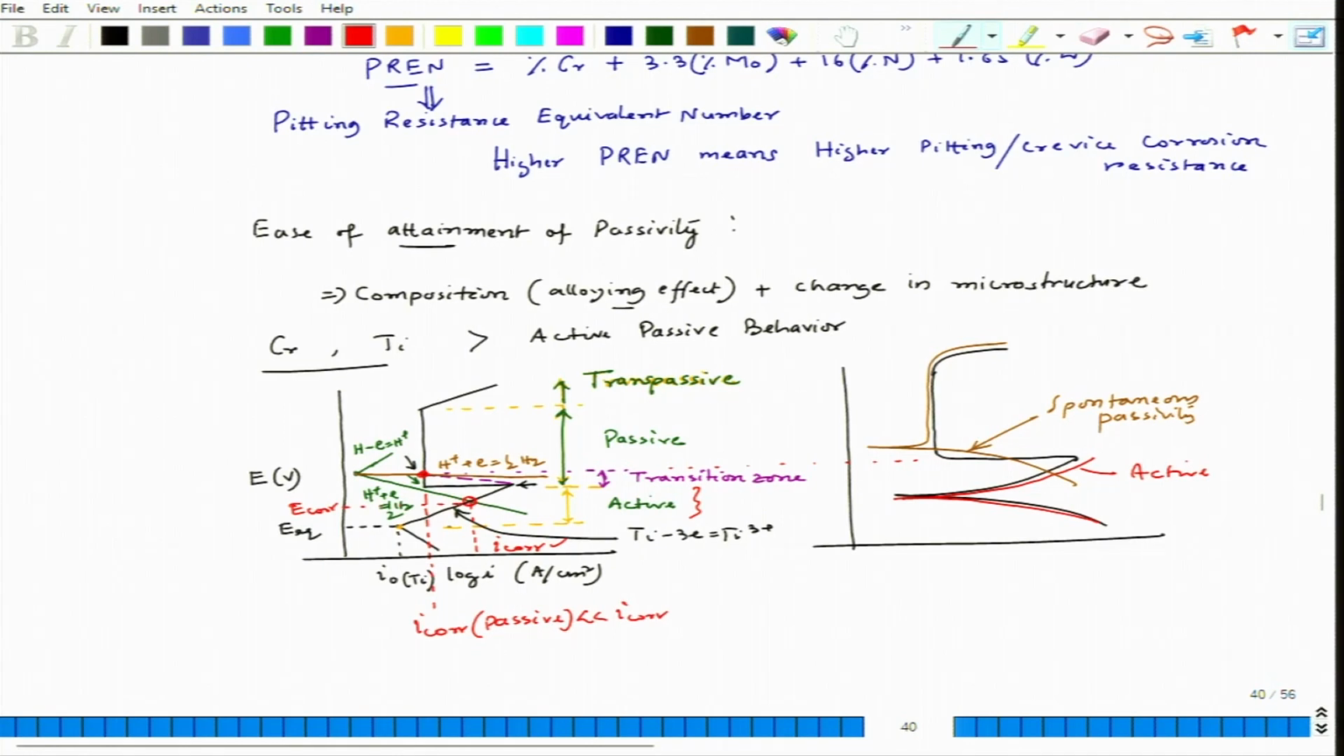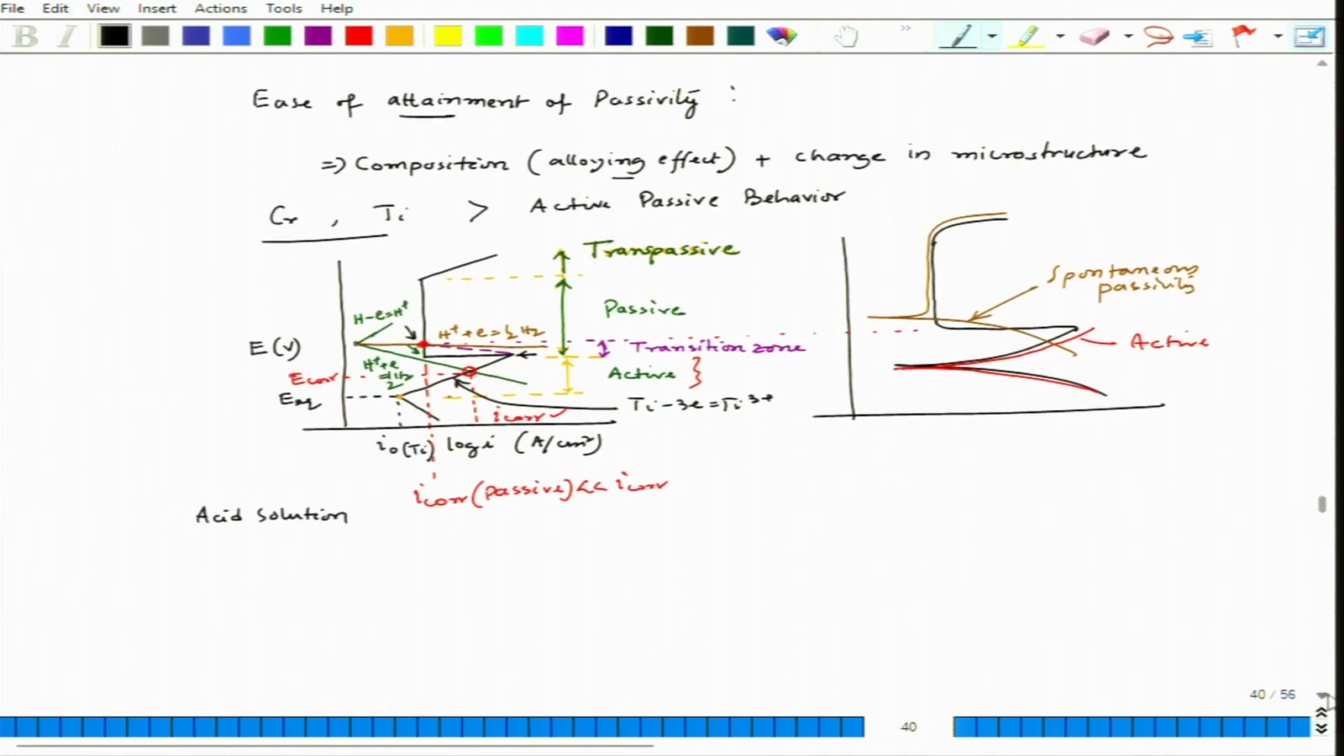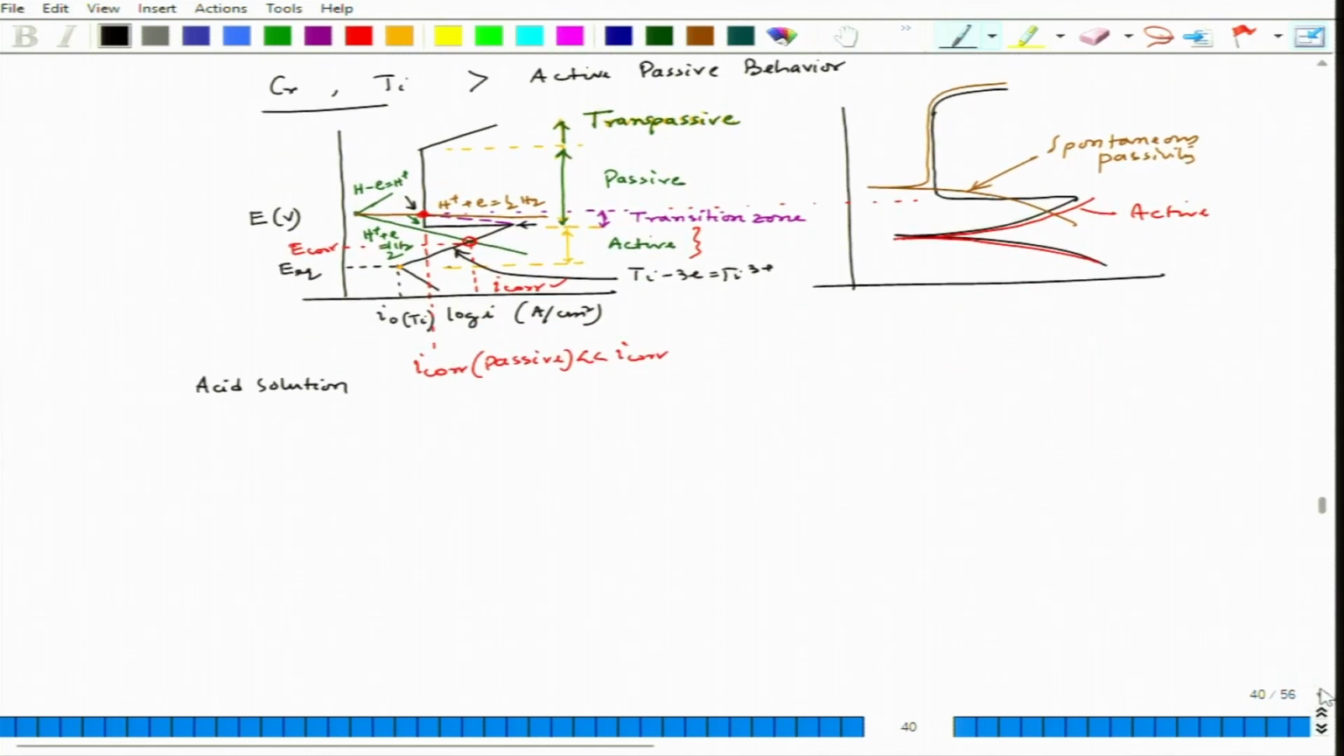This can be done by introducing platinum or palladium in a small amount in titanium and chromium, and since we are considering only the hydrogen reduction reaction, this is applicable in the case of acid solution. Right. Now, what is done in the case of titanium? Let us say we add a little bit of platinum.